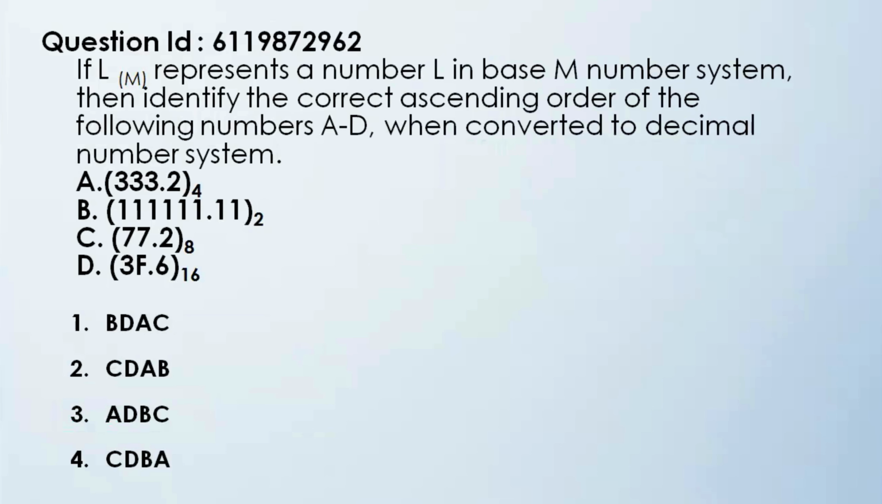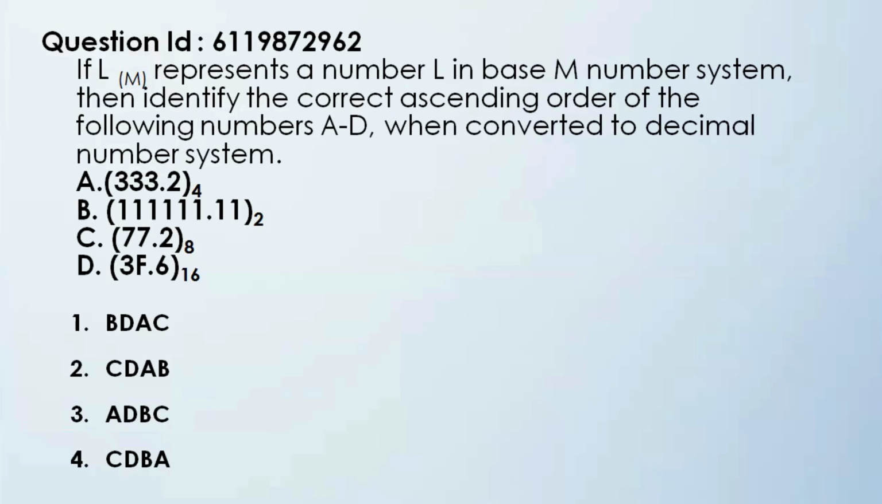The next question is very mathematical. If L to the base M represents a number L in base M number system, then identify the correct ascending order of the following numbers A to D when converted to decimal number system. The four numbers are 333.2 to the base 4, 11111.11 to the base 2, 77.2 to the base 8, 3F.6 to the base 16. So the first option is BBAC, second is CDAB, third is ADBC, fourth is CDBA.